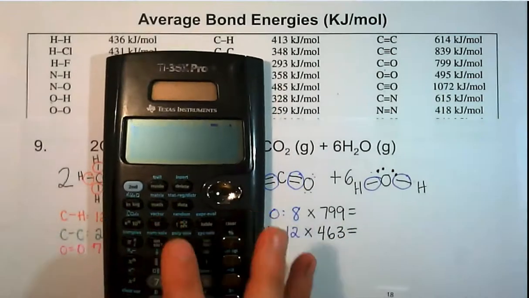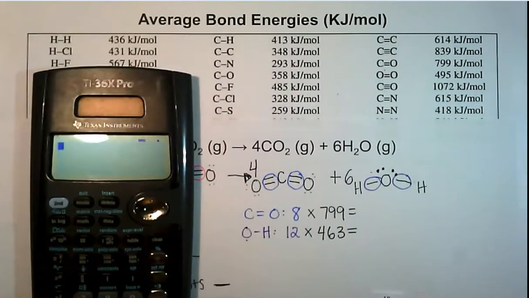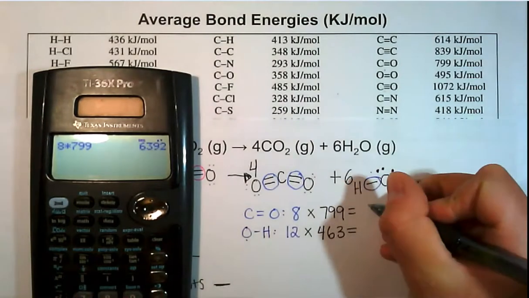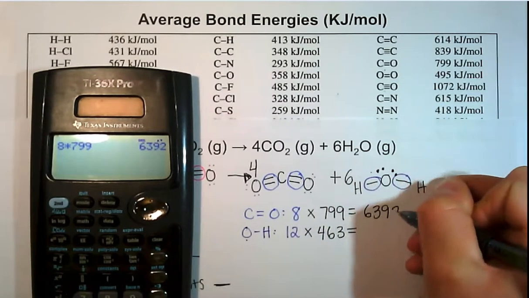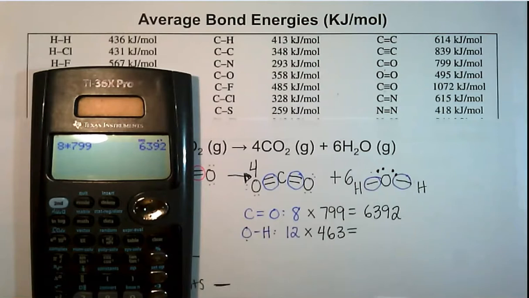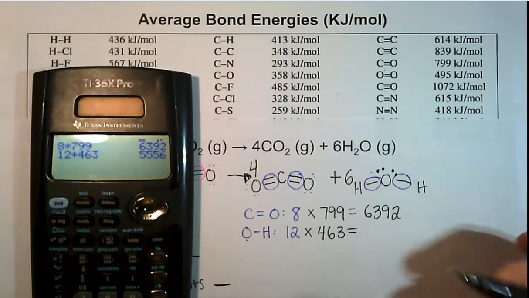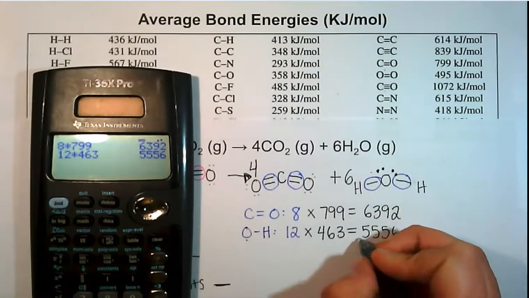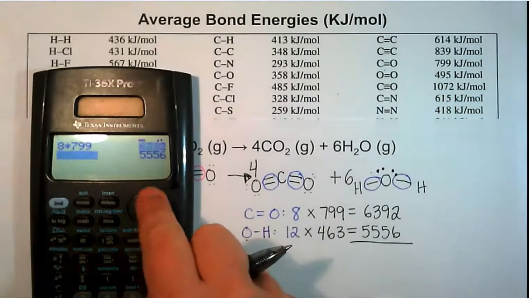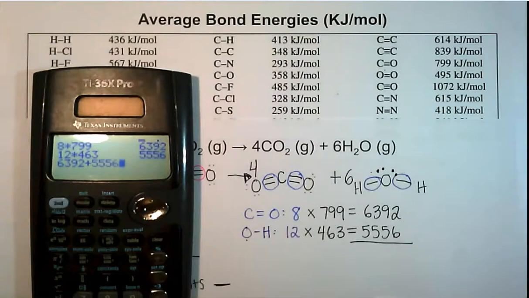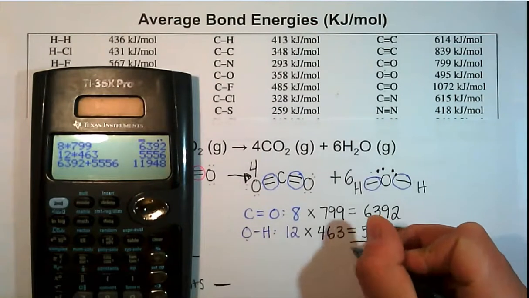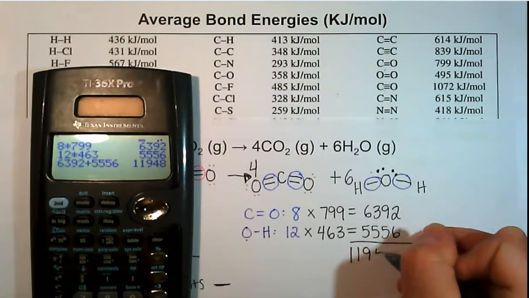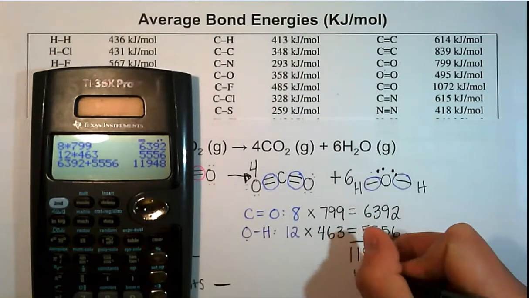Let's do some math. Do 8 times 799. Gives me 6,392. And then 12 times 463 gives me 5,556. We'll add those two values together to get 11,948. So those are the values of my products.